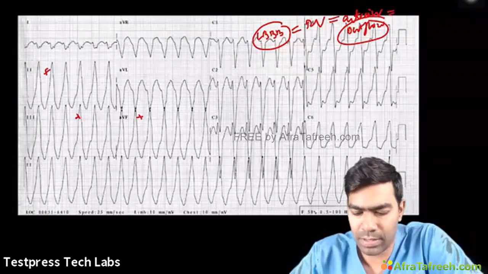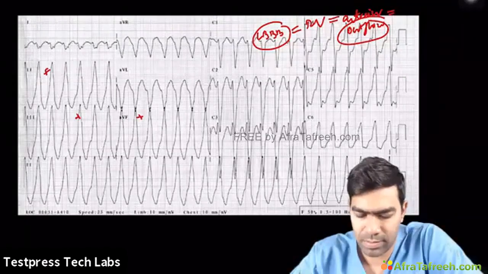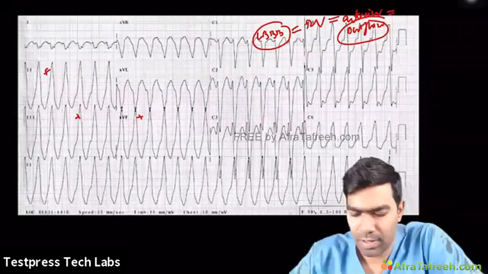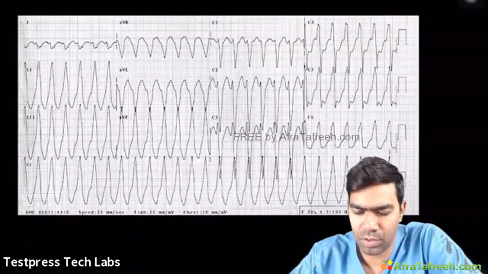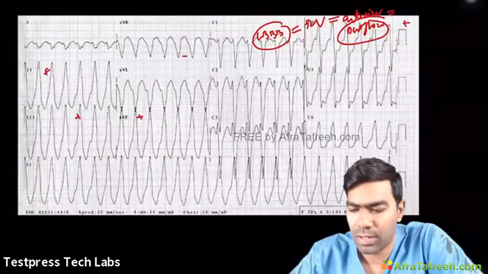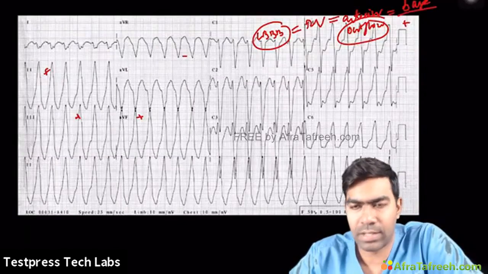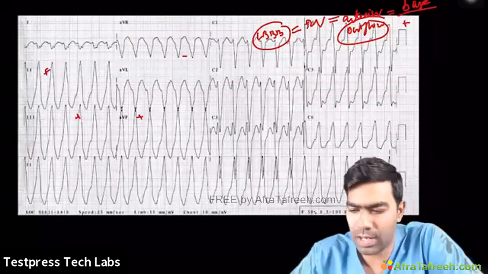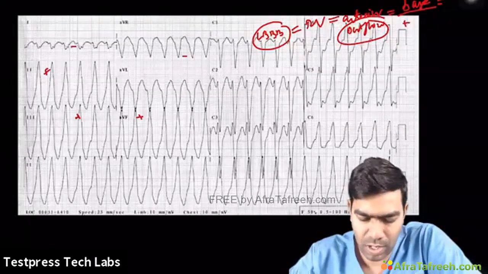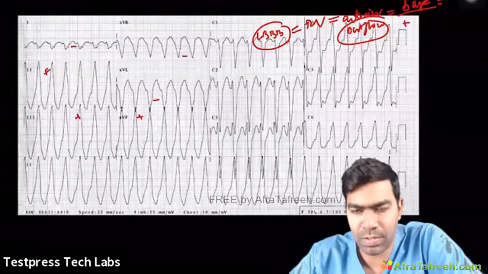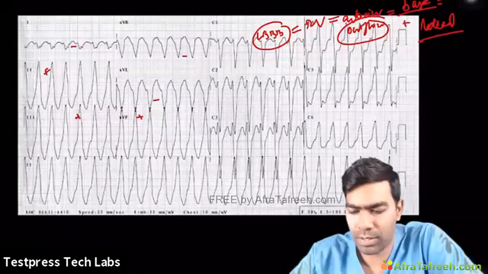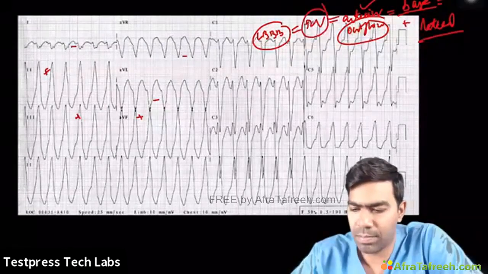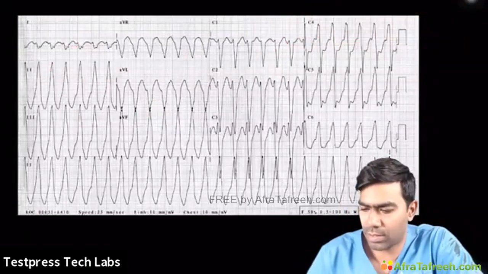Then is it in the apex or the base? AVR is basically negative and V4 is typically positive. So it is typically originating from the base. So it's moving from base towards apex. Then the final thing: is it originating from septal or lateral? See the one on AVL, lead 1 negative, AVL is also negative. So it's originating from the septum or lateral side. So lateral. This is the localization of VT according to this particular ECG. So RV, anterior, base, lateral. So this is the 3D localization.